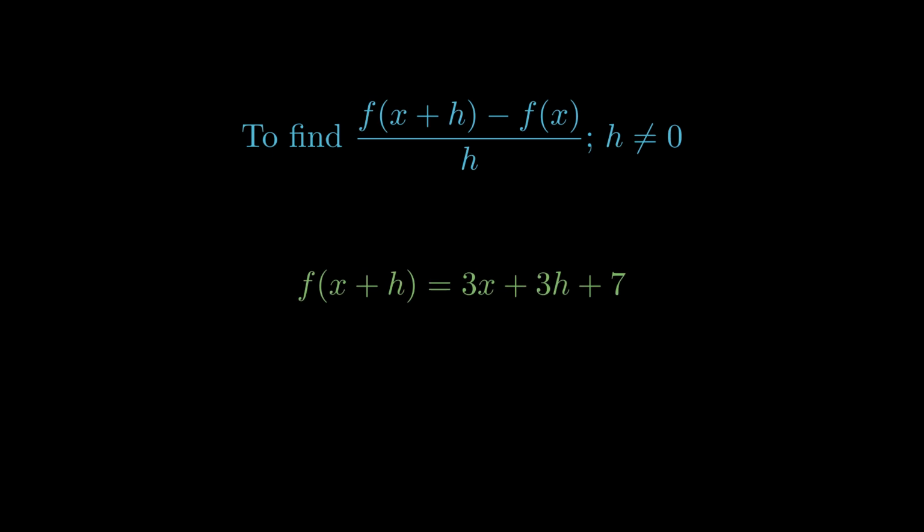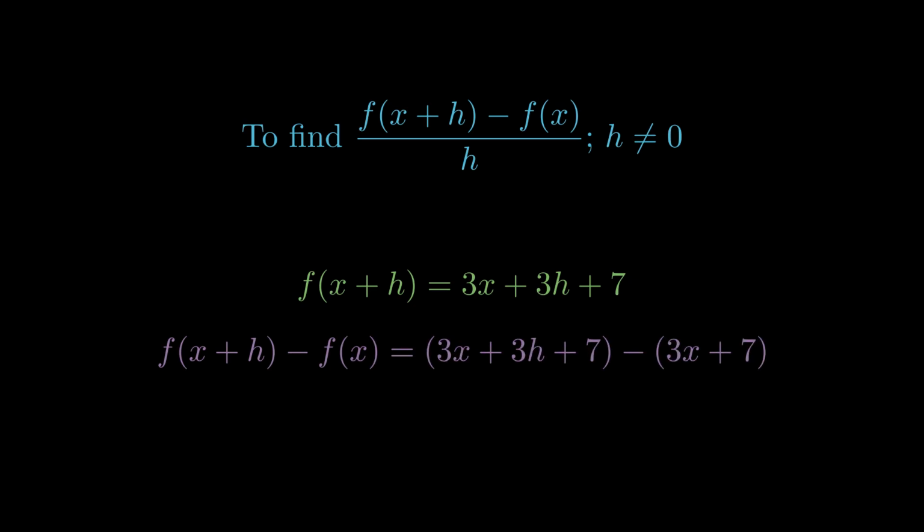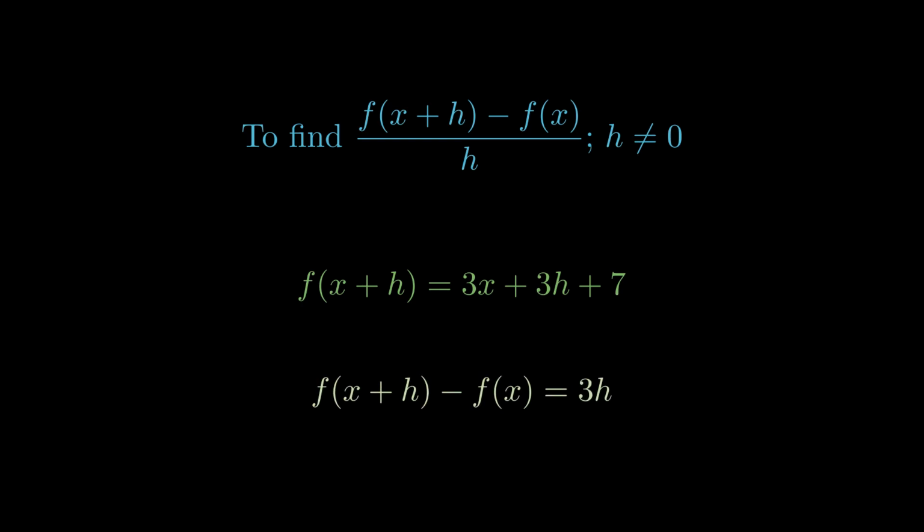Simplify by subtracting what we have now minus the original function 3x plus 7. Keep in mind minus will change all the signs inside the parentheses. Simplify again 3x minus 3x cancel out, 7 minus 7 cancel out. The numerator we have after simplifying is 3h.